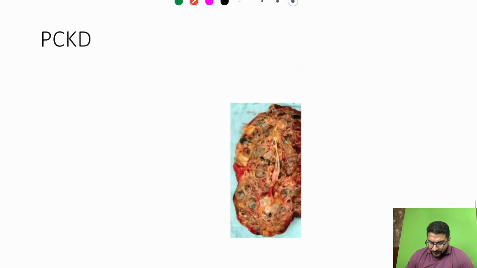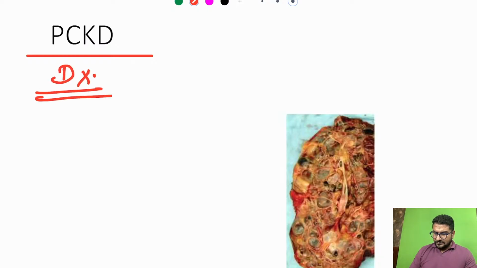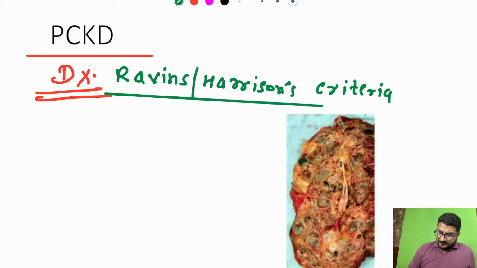Now you can see this is PCKD. Questions from PCKD are asked in the exam. You can see multiple cysts in the kidney. One more MCQ they ask in the exam: how can we make a diagnosis of PCKD? So we have two criteria to make a diagnosis. Remember one name: one is Ravine's criteria, and the second is what is given in Harrison. There is not much difference between the two. So Ravine's criteria and Harrison's criteria are the criteria we use to make a diagnosis of PCKD. So understand this thing. To make a diagnosis, what do we need?